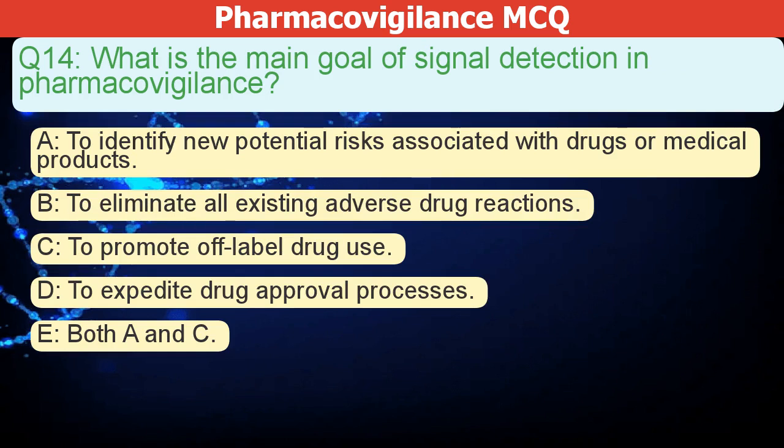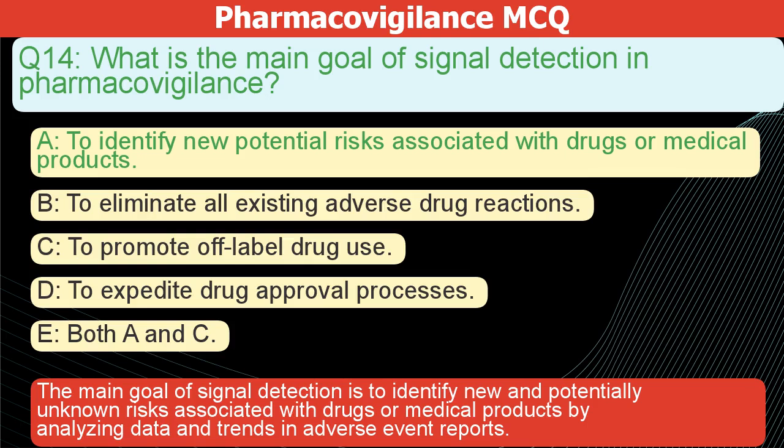What is the main goal of signal detection in pharmacovigilance? A. To identify new potential risks associated with drugs or medical products. B. To eliminate all existing adverse drug reactions. C. To promote off-label drug use. D. To expedite drug approval processes. E. Both A and C.